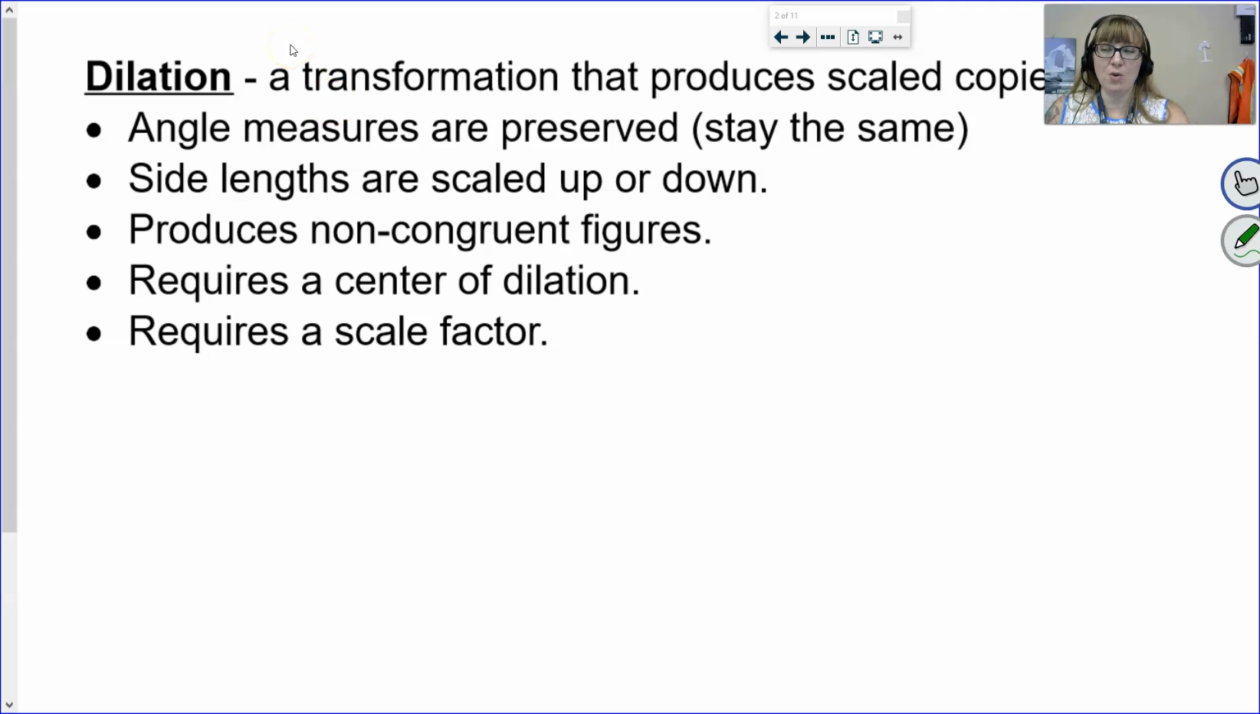But dilations do require two really important pieces of information. They require a center of dilation, and they require a scale factor. And we're going to notice today that they also require one other thing that's so obvious we don't always remember that we need to mention it.